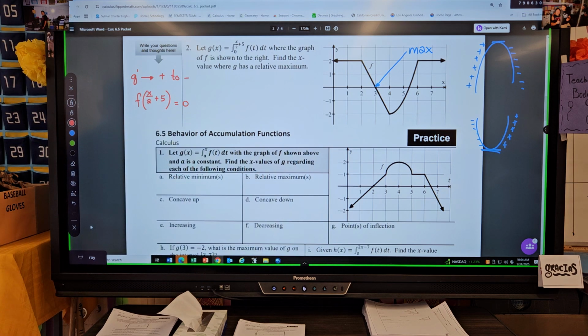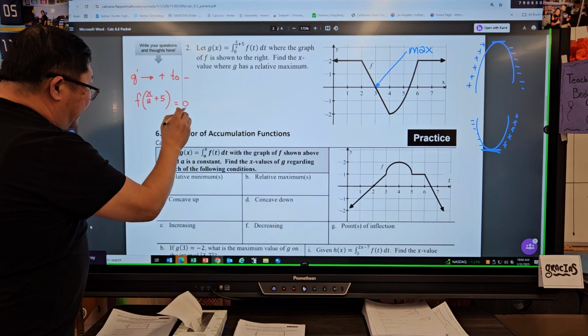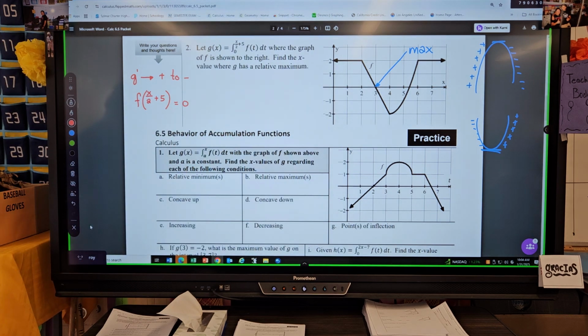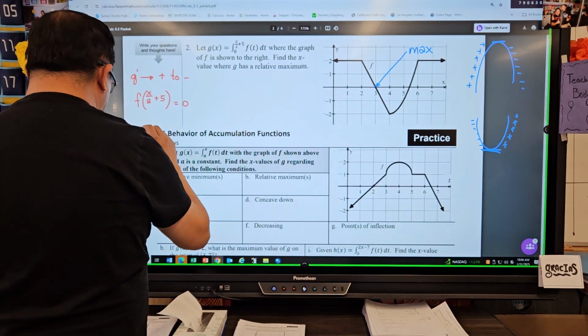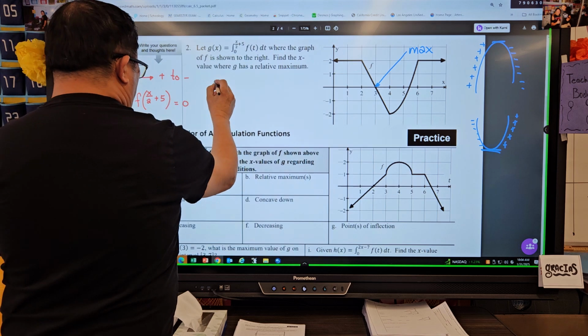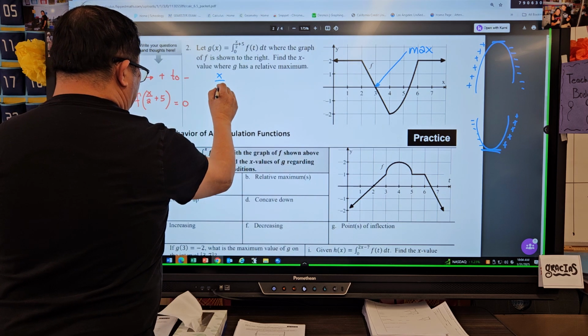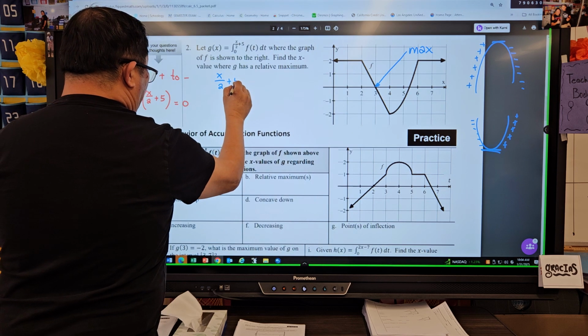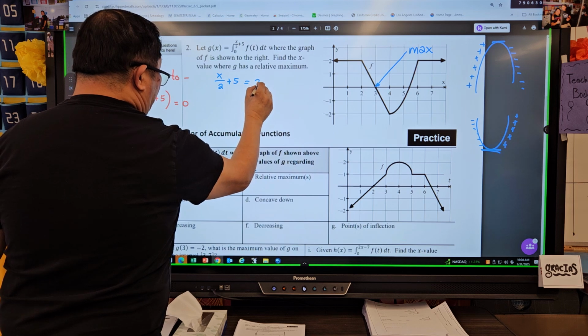It's 3 over 2 plus. But since the max given is, what is the max given? 3. So we say now f of x over 2 equals 4, plus 5 should be equal to 3 as the max.